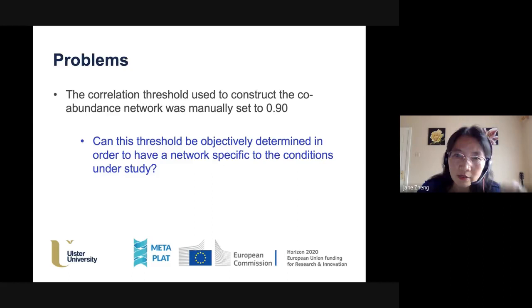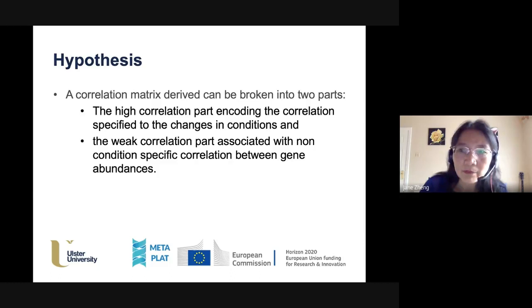Now, I just use this case study as an example to show how you can improve the network and what you can look at. So threshold is a small thing, but it can make quite a big difference, okay? So in this work, we look at the correlation matrix, and we think it can be broken into two parts. One will be highly correlated, and one will be weakly correlated. For the high correlation, that would be the change, and the correlation specific to the change in conditions. And the weak one may be no specific changes between the gene abundance.